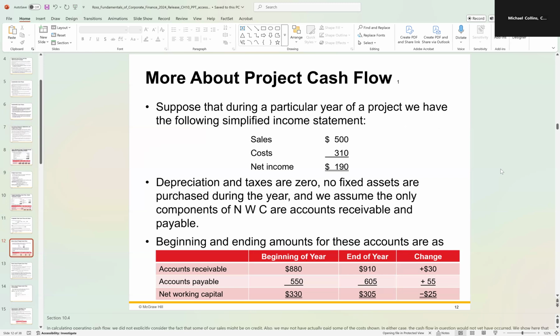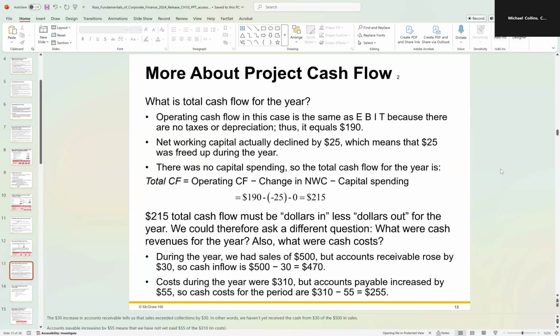Suppose that during a particular year of a project, we have the following simplified statement. Depreciation and taxes are zero, no fixed assets are purchased during the year, and we assume the only components of net working capital are accounts receivable and payable. And it shows the difference of those down there and the change in that working capital number. Operating cash flow in this case is the same as EBIT because there are no taxes or depreciation. Thus, it's 190. Net working capital actually declined by 25, which means that 25 was freed up during the year.